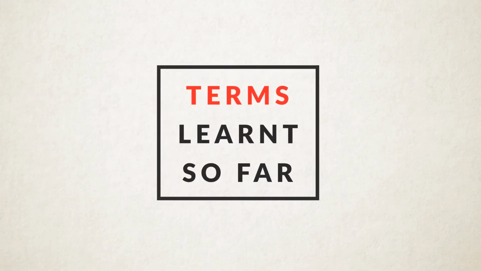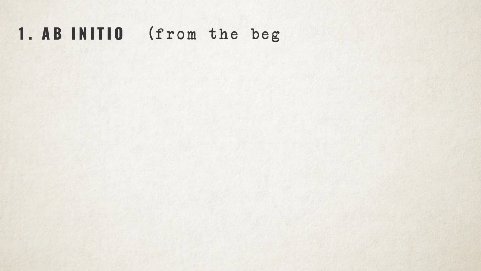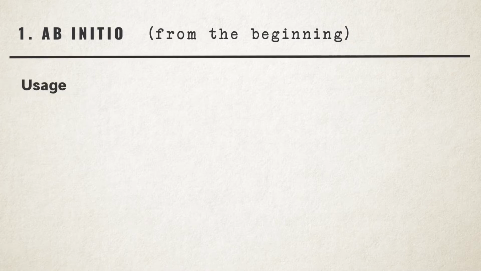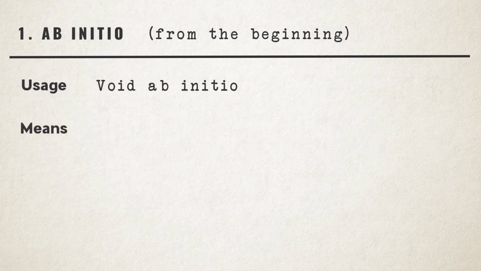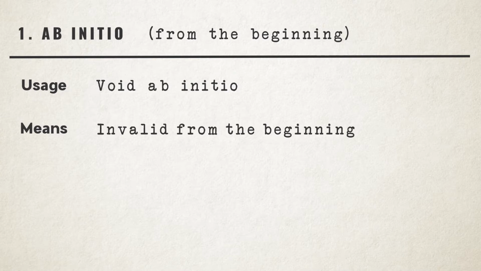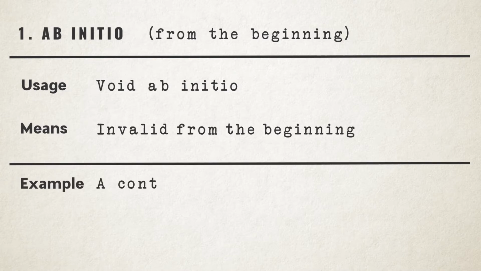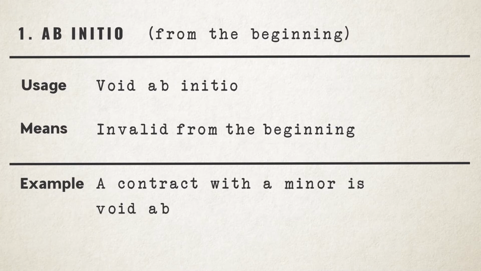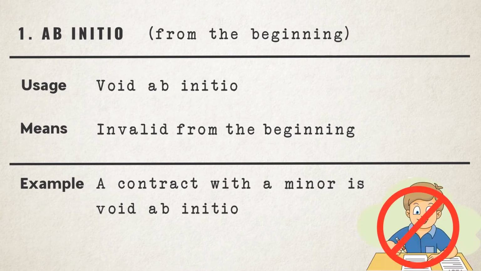Terms that we have learned so far. 1. Ab initio, which means from the beginning. This is quite clear from the word itself because initio is initial, which means from the beginning. Usage: void ab initio. This means something which is invalid right from the beginning. Example: a contract with a minor is void ab initio. That means you cannot make a contract with someone who is less than 18 years of age in India.